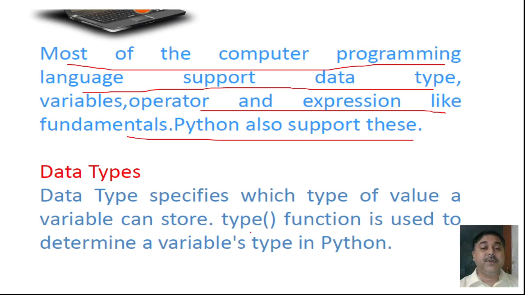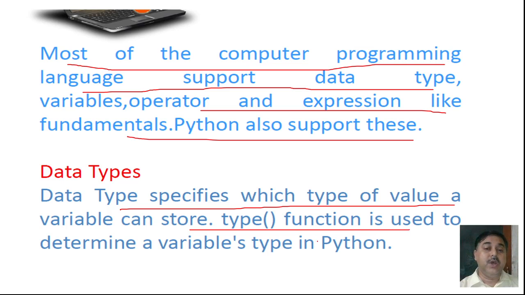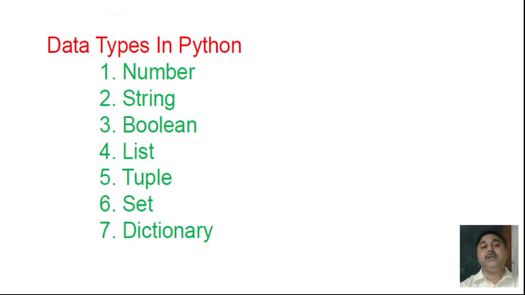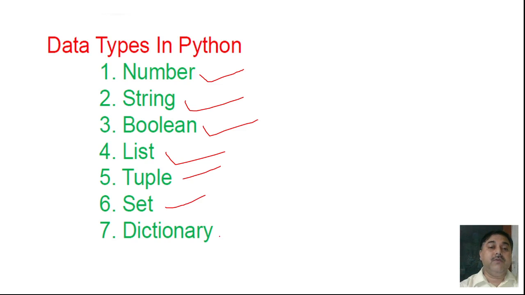So in the data type specification, we have different specified data values, and those data values are being stored. A type function is used for this particular data type, where we are working on it. What are the basic data types that Python has? First we have a number, then a string, then a boolean, then a list, then a tuple, then a set, then a dictionary.